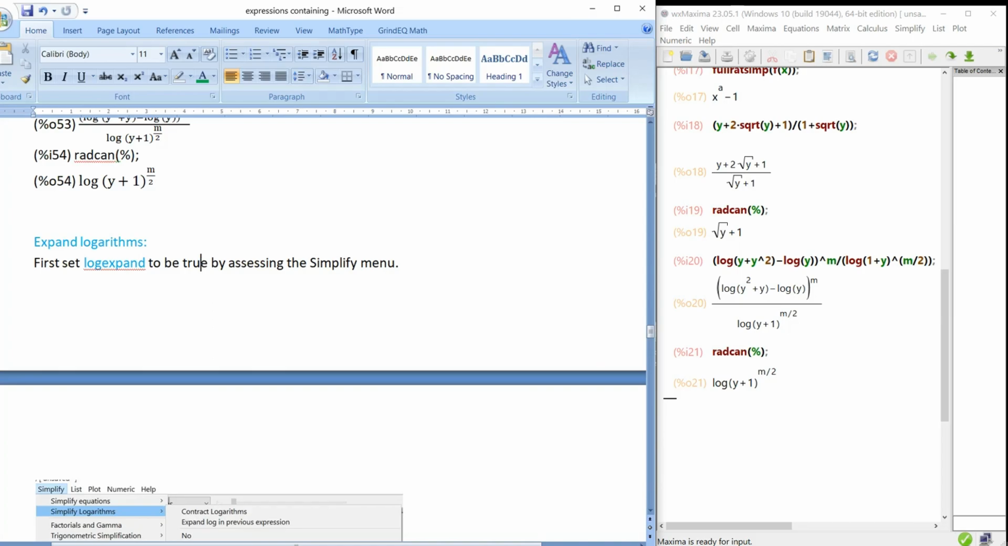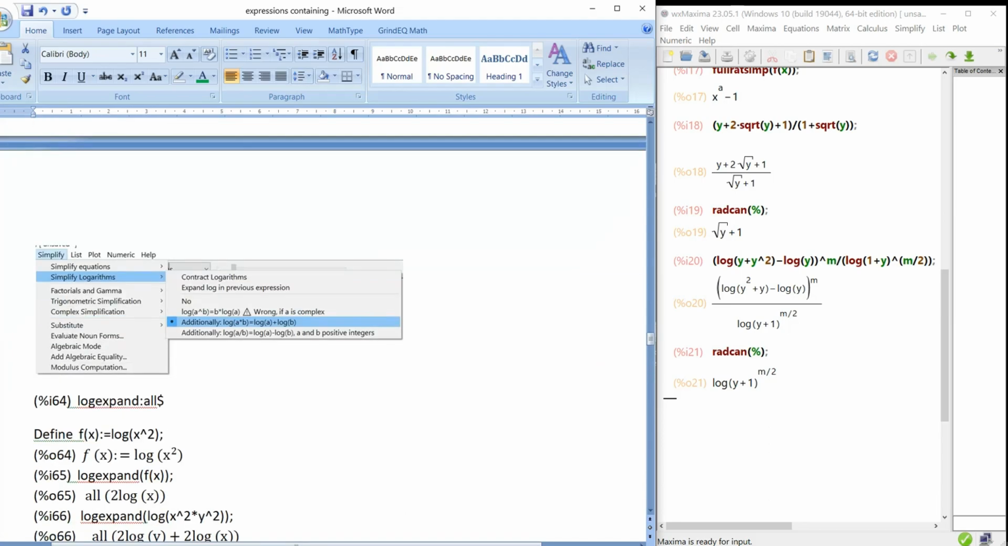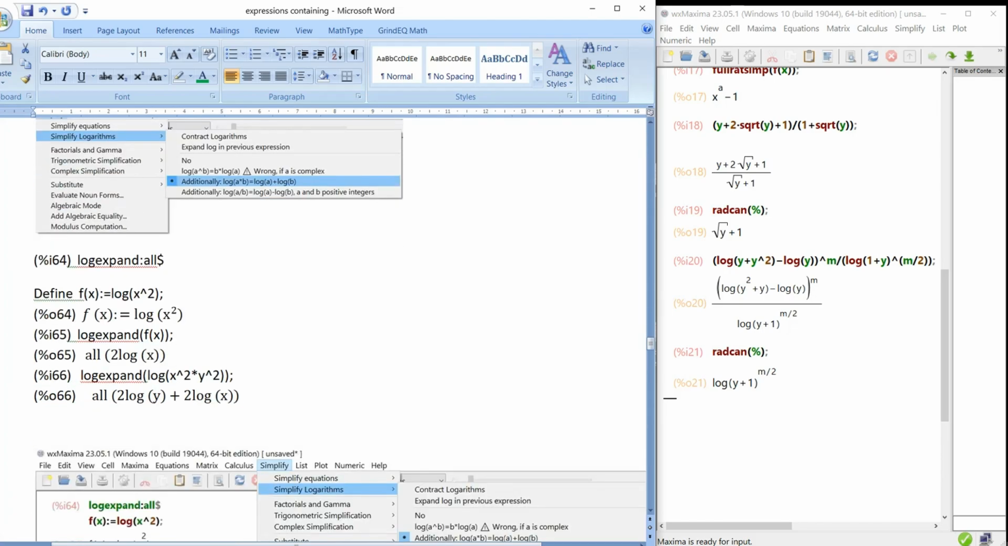For applying expand logarithms, first we need to set this function in true mode by accessing the simplify menu. You can see, go to simplify option, then simplify logarithms, then tick additional log a star b equal to log a plus log b. You can click it, you can tick it, the option will be activated and you will get this message.